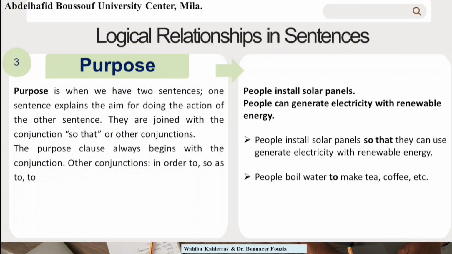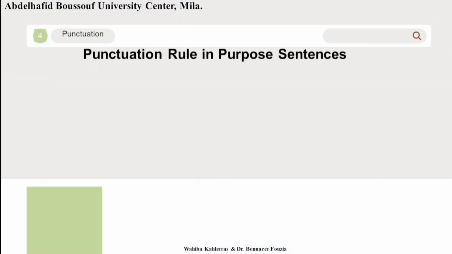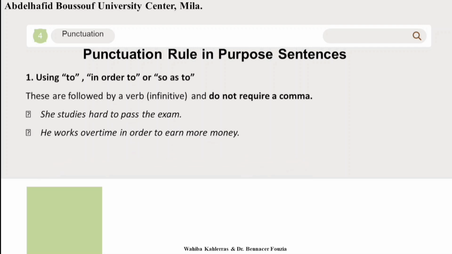Another example, I can say people boil water. For what purpose? To make tea, coffee, etc. In purpose sentences, we can also invert sentences, like cause and condition. I can say, to make tea, coffee, etc., people boil water. The punctuation rule regarding purpose: we have two rules.